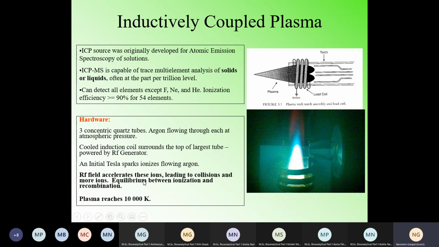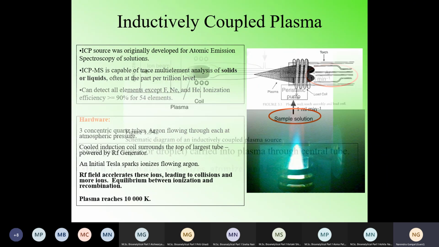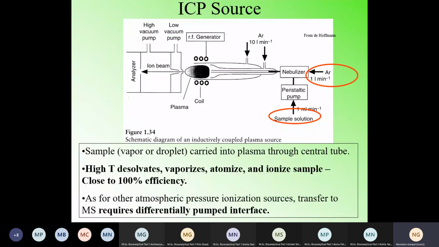Subsequently, there will be ionization and also recombination, so an equilibrium is established between ionization and recombination. As this equilibrium is reached, a steady plasma is formed because of the argon, with a temperature of 10,000 degrees Kelvin. That is a very high temperature, and no material whatsoever can remain as such in a normal state. It has to get ionized.